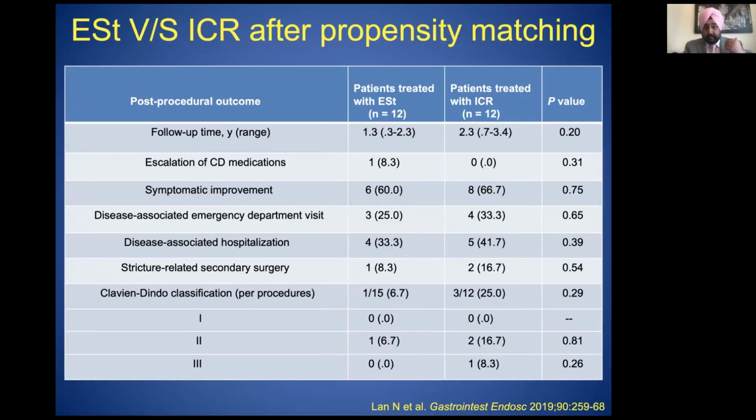In the same study, they then did propensity matching, and even after propensity matching, the stricture-related secondary surgery is still the same in both the groups. 1 patient in the structurotomy group, 2 in the ICR group. The p-value was not significant, but that is the strongest take-home message for me from this paper.